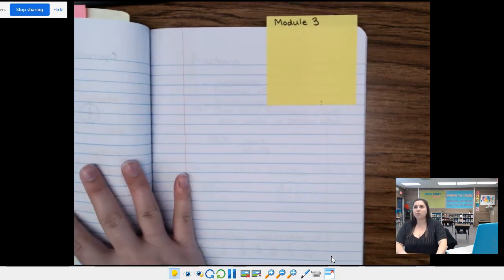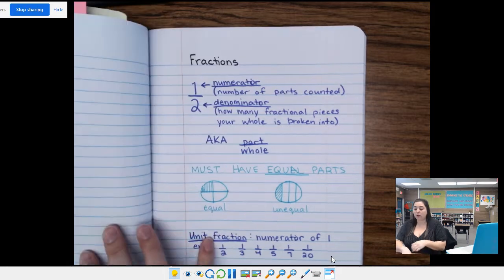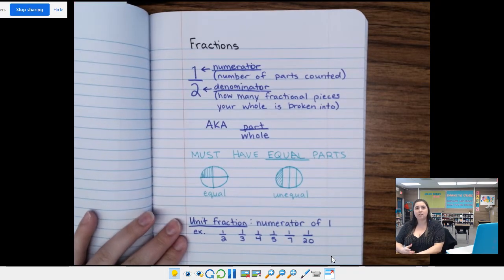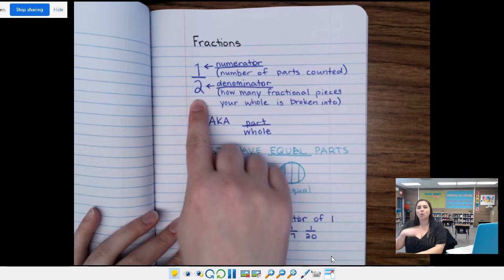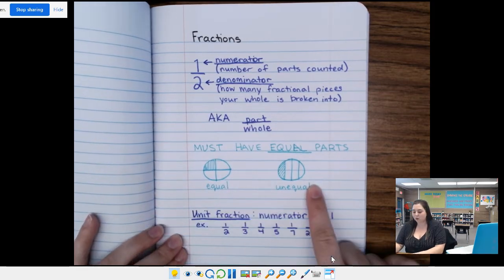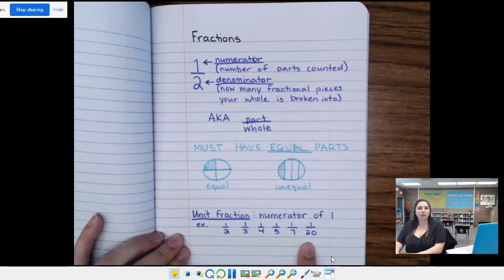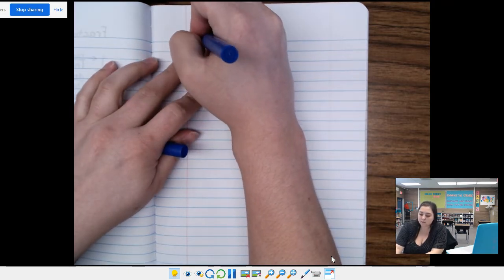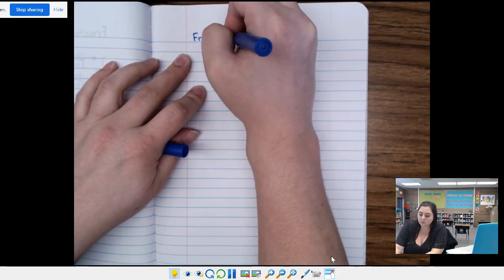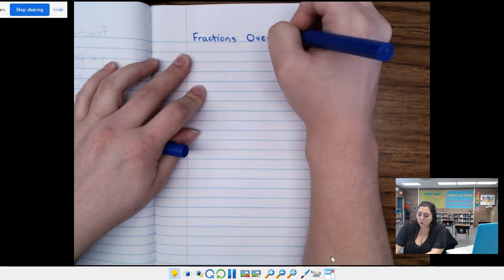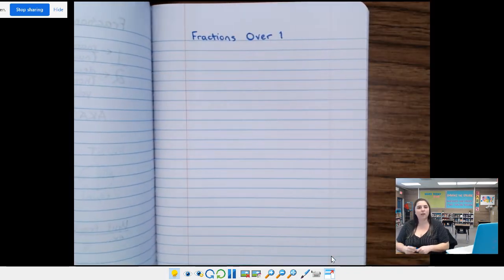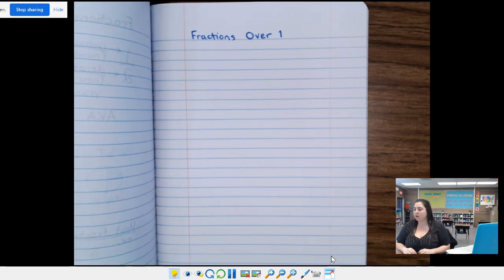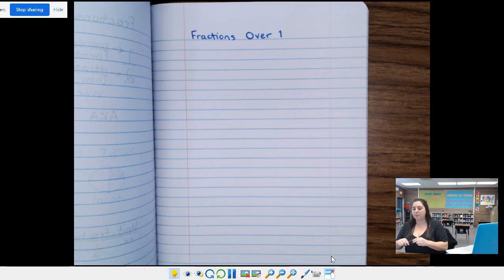So I'm opening up to Module 3, and as I said, we already added some notes. We added what a fraction was, what the top number is called, the bottom number, what it all means, how they have to have equal parts, and we talked about what a unit fraction is. So I'm going to flip, and today we're going to talk about fractions over 1. So whatever I write down in the notebook, I would like you to write down also.